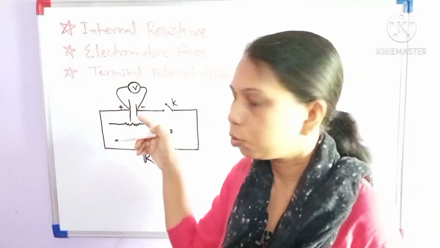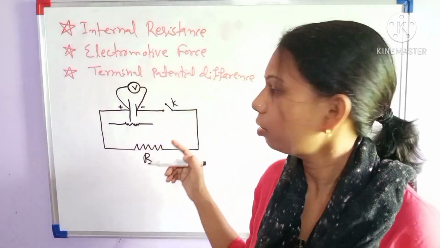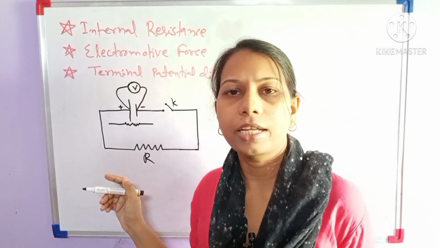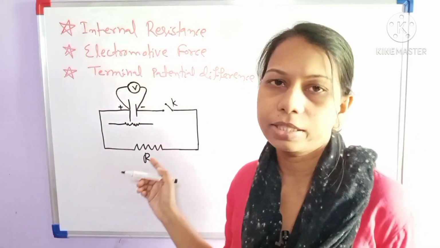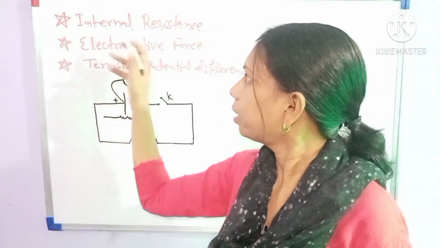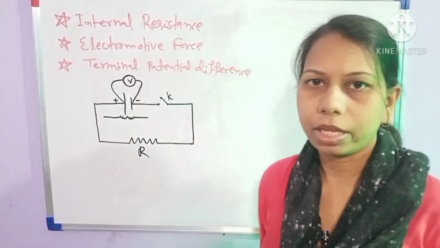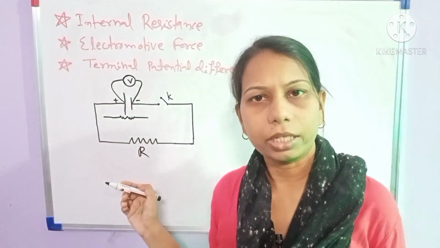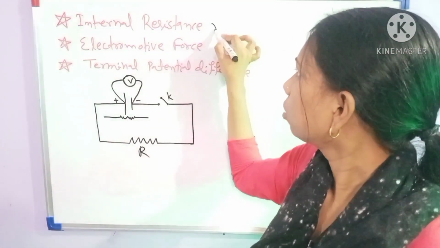When current passes through the cell, its electrolyte offers resistance to the flow of current because the ions present inside the electrolyte have to move against the background of other ions and neutral atoms. Now let us define internal resistance of the cell. The resistance offered by the electrolyte of a cell when electric current flows through it is known as internal resistance of the cell. It is denoted by small r.